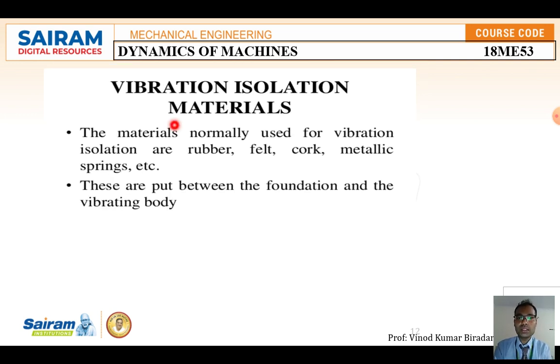The second one is the vibration isolation material. So what are the materials we are going to use? These are the materials I told you in the first step: rubber, felt, cork, metallic spring. These are some different types of isolation we are going to use.